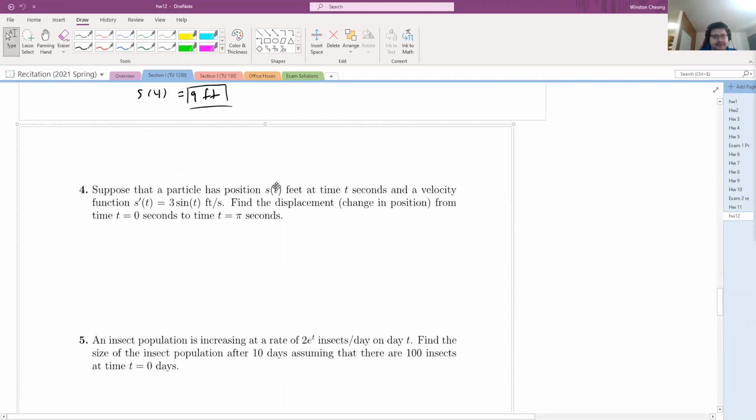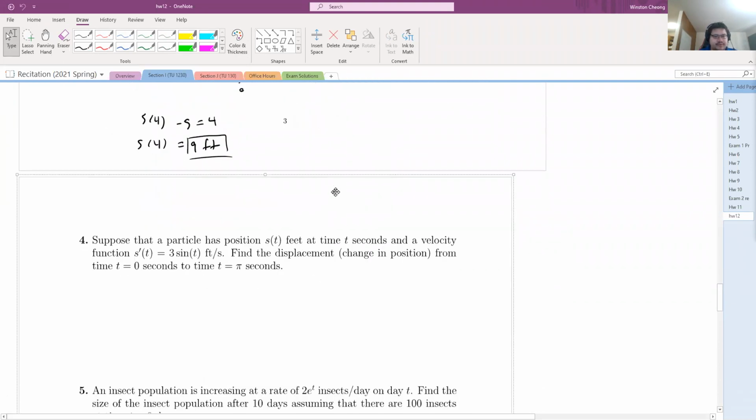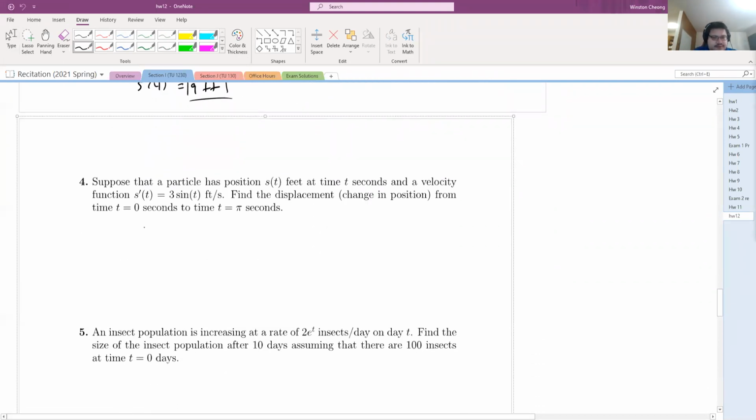particle, position, this function, find the displacement. Right, so this is really very similar to this previous problem that we went through. So the displacement, the way you would normally write that is s of pi minus s of 0. And if you think through the fundamental theorem of calculus part 2, that's the same as the integral that you would form from 0 to pi of, in this case, s prime of t. So we would just copy down the function here.